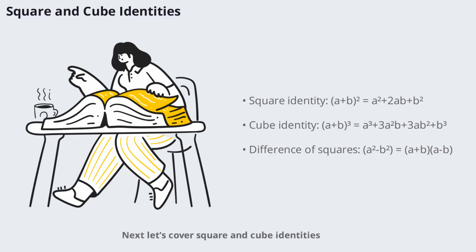Next, let's cover square and cube identities. These algebraic shortcuts are crucial for simplifying expressions and solving equations quickly. The square of (a plus b) is a squared plus 2ab plus b squared. The cube of (a plus b) is a cubed plus 3a squared b plus 3ab squared plus b cubed. Also remember the difference of squares: a squared minus b squared equals (a plus b)(a minus b). These identities help you expand and factor expressions in seconds, making complex calculations much more manageable.